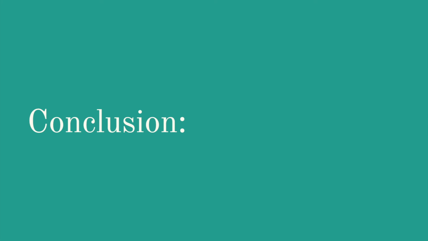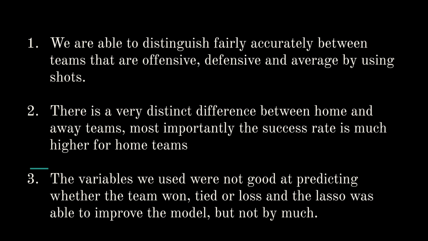So yeah, conclusion overall, we found that there's a pretty accurate, distinguishable difference between offensive, defensive, and average teams using shots and deep and PPDA and those three variables. We found that there was a distinct difference between home and away teams. Most importantly, that home teams have a higher success rate, more likely to win, actually supported by the data.